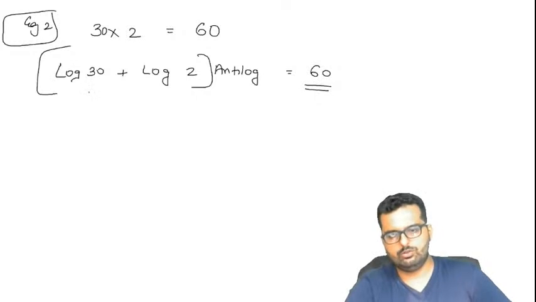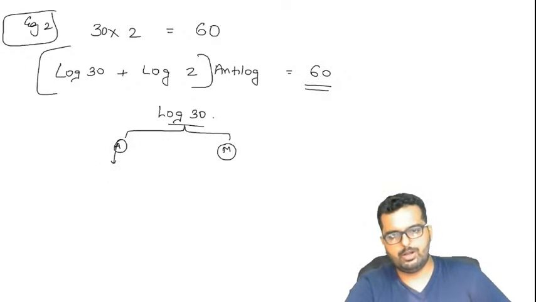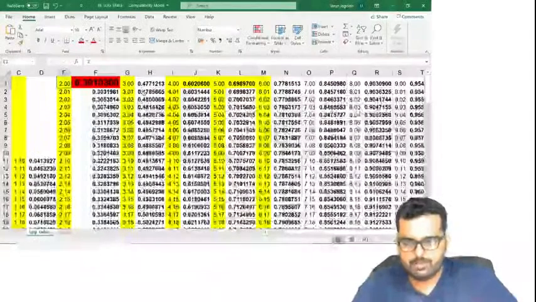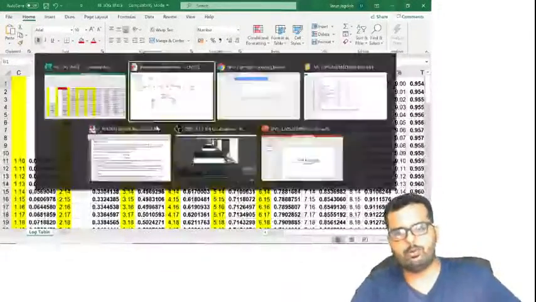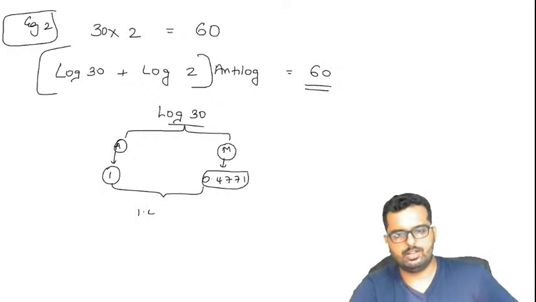Correct? So if I want to take log 30, there are again two parts to it. What are the two parts? Characteristic, mantissa. Here tell me how many digits are there? 2 digits. So the characteristic value will be 1. Mantissa will come from the table. 3.0. Do I get the answer as 0.4771? Am I right? So if I add up these two things, what is the answer I get over here?